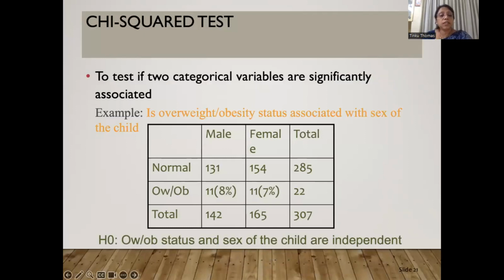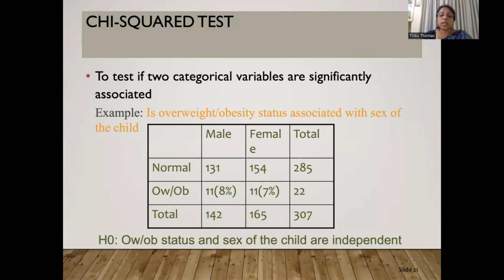So the chi-square test is a test of association between two variables, but the association is slightly different. All this while we were talking about data which is continuous in nature. But what if we are dealing with two categorical variables? For example, in this case, we have two variables, which are the sex of the individual and the overweight status. And we are interested in seeing whether there is an association between overweight status and the sex of the individual. And when we are examining this kind of association, we do what is called a chi-square test.